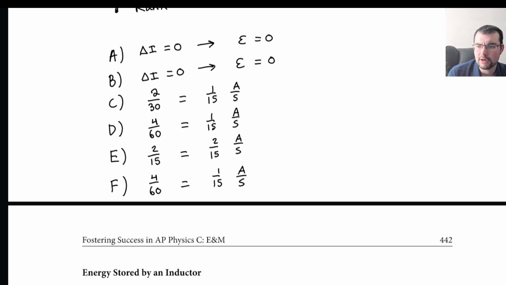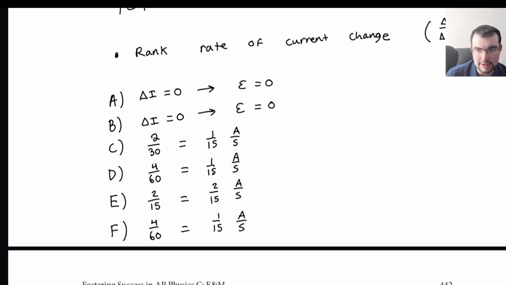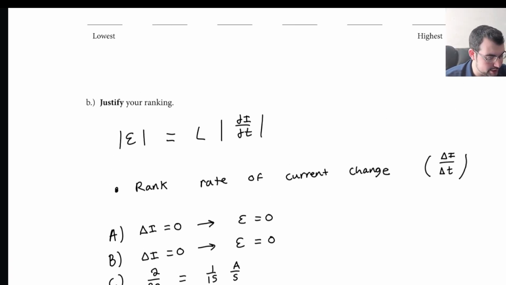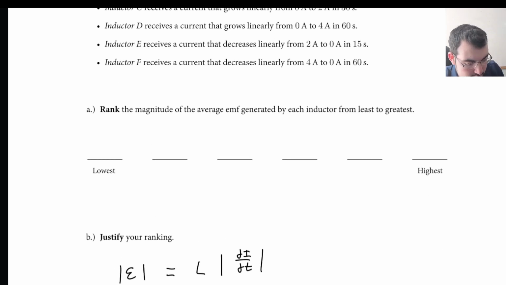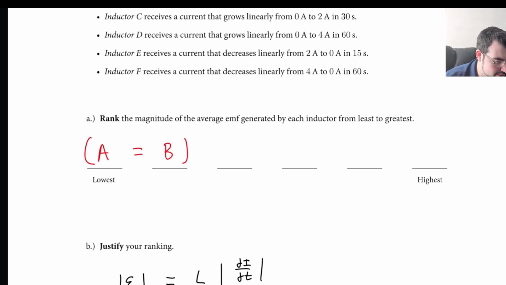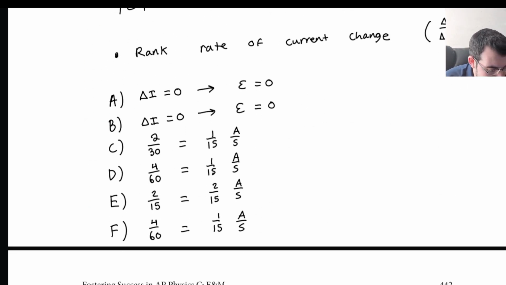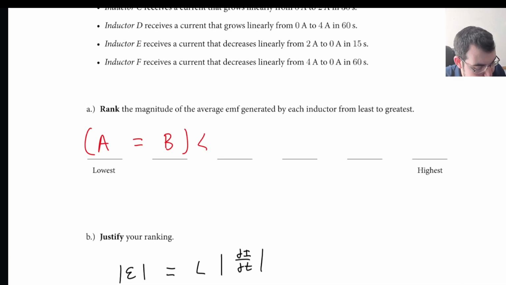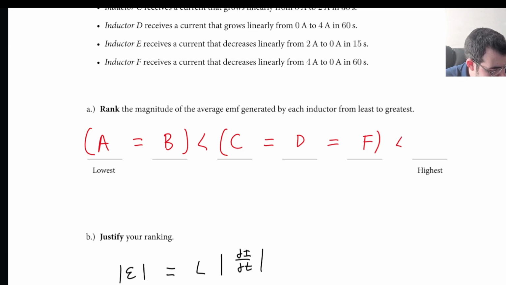So again, the rate of current change tells you how unhappy your inductor is, and we're given that L is the same for everybody, this proportionality constant. So we can just rank. So A and B, there's no induced EMF because it's constant current. So if you have constant current, your inductors are just like Mike Tomlin and they do not care. Then we have a three-way tie at C, D, and F. And then we have E.